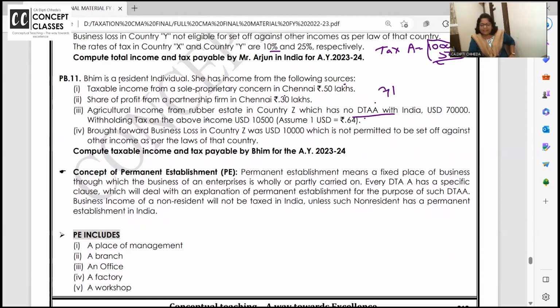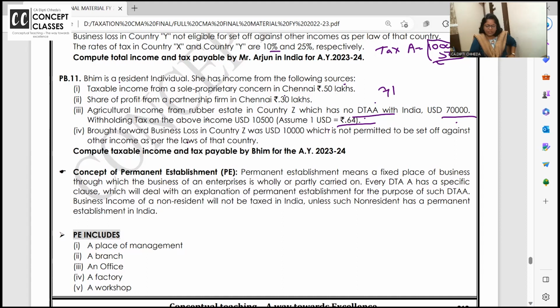90% of the problem in exam are 91 relief. 90 है तो straight देना है. You don't have to see the percentage. US dollars 70,000 without withholding tax on above income. Okay. So whenever there is TDS and deducted, you have to take gross income. Gross income is given in US dollars and US dollars rate is also given.